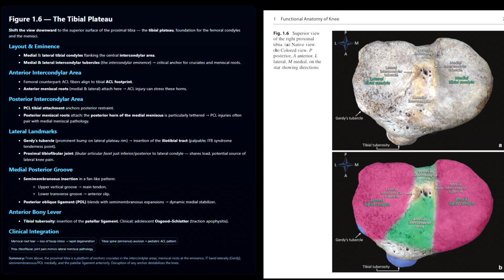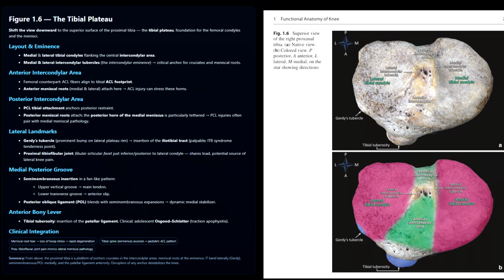The anterior intercondylar area. At the front, you will find the attachment sites for the anterior cruciate ligament and the anterior roots of both menisci. This explains why, in an ACL tear, the anterior horns of the menisci may also be stressed or damaged.